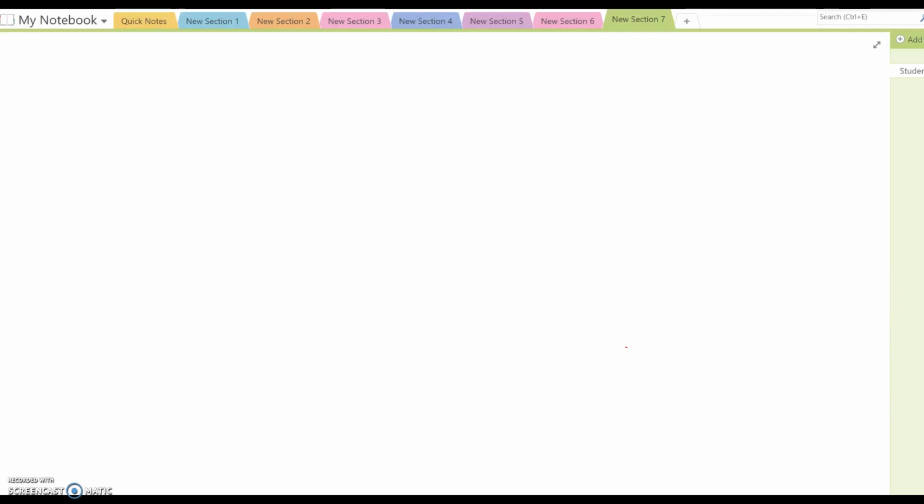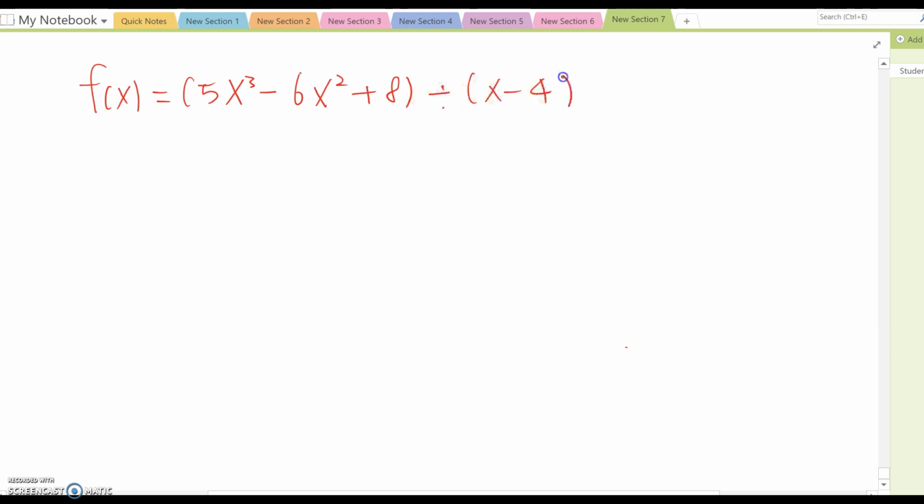So let's keep on working on synthetic division. I'm going to start solving the problem, page 108, number 5. f(x) equals 5x cubed minus 6x squared plus 8, and divide by x minus 4. Okay.